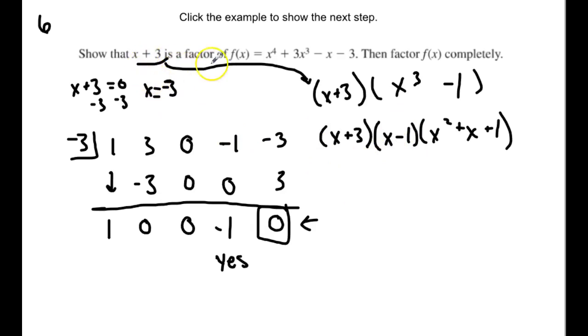So the first step that I did was show that it was a factor, and I did that because my remainder was 0. Then I can rewrite my polynomial, what I'm left with after dividing, and I can completely factor from there. So now let's look at our real life example.